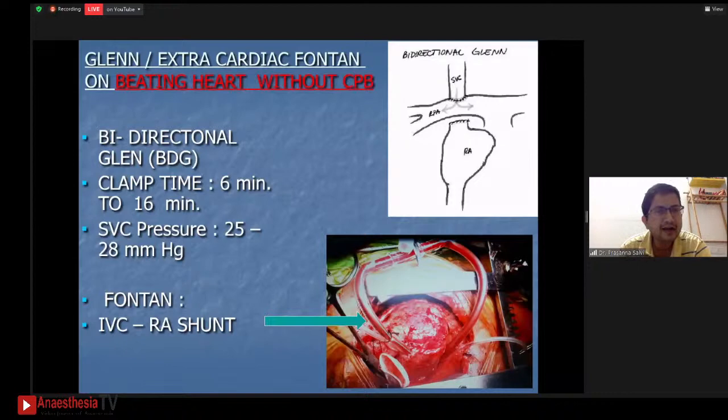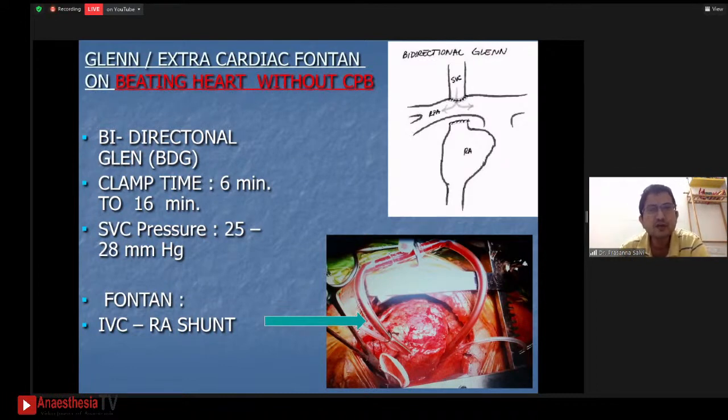As I said, we do the single ventricle physiologies where we need to do the 3 stages: the PA bands and the Glenn shunts in the first stage. We do the bidirectional Glenn shunts also off pump in the second stage, where the clamp time is usually just 6 to 16 minutes. We monitor the SVC pressure and try to keep it as low as possible. We try to withdraw blood from the SVC and give it into the inferior vena cava. And we are now trying to do even the extracardiac Fontans off pump.